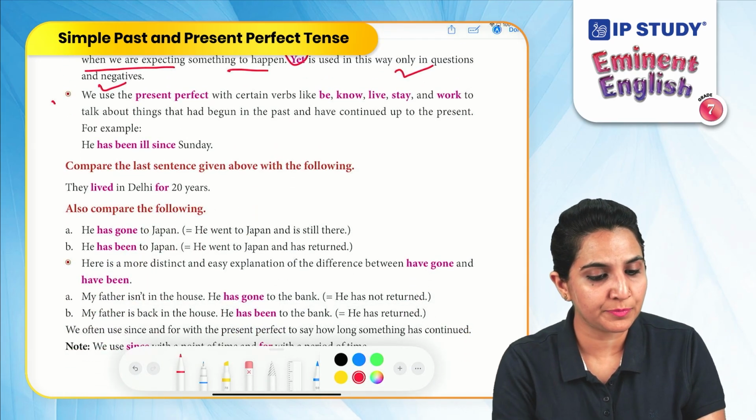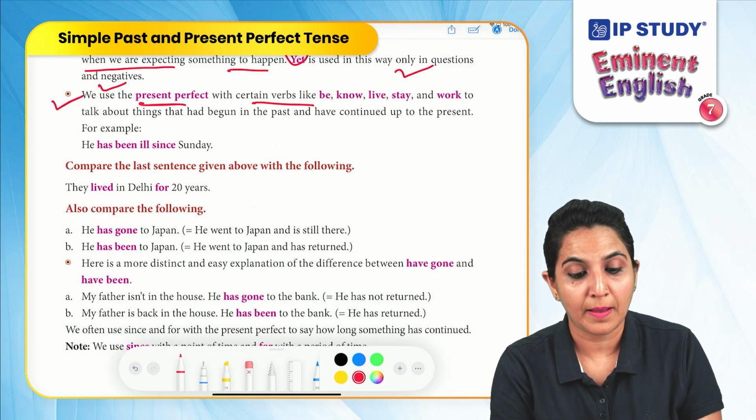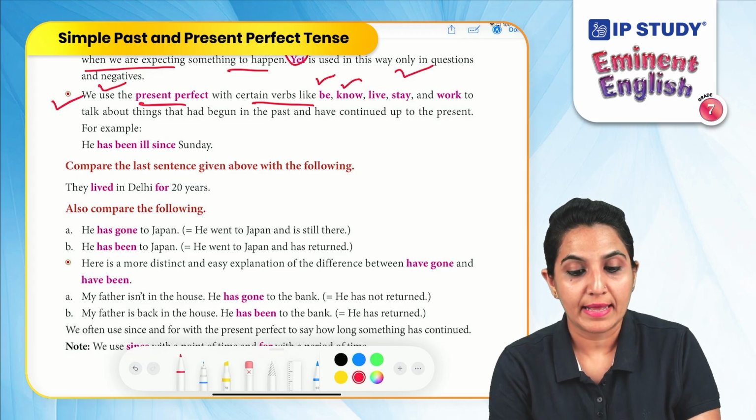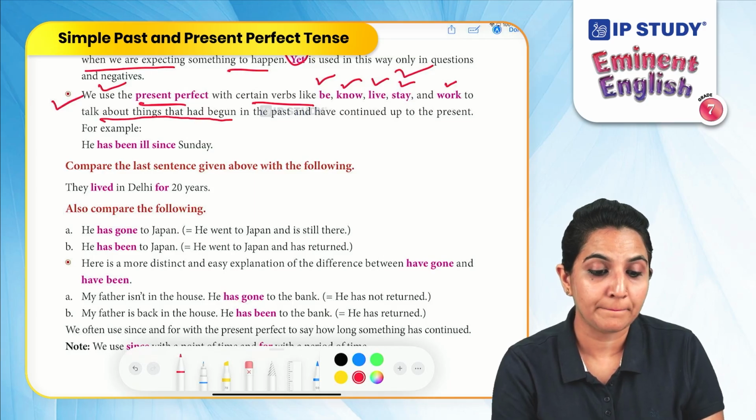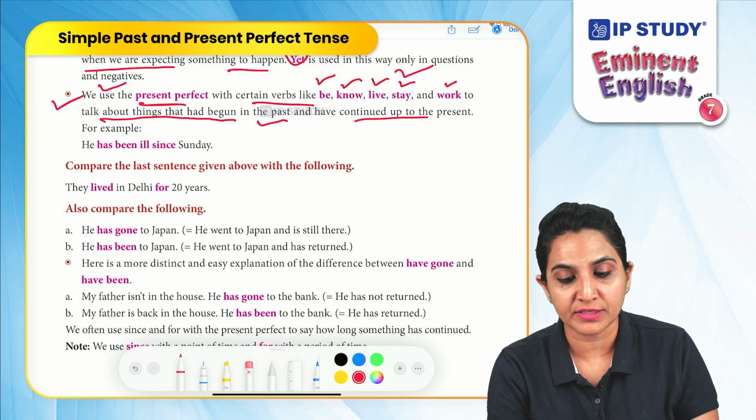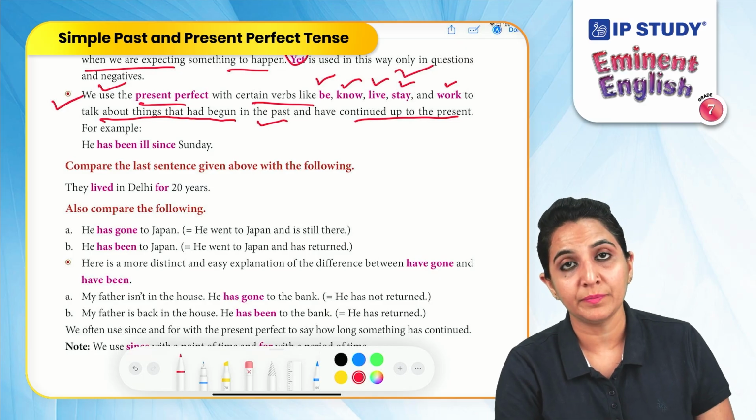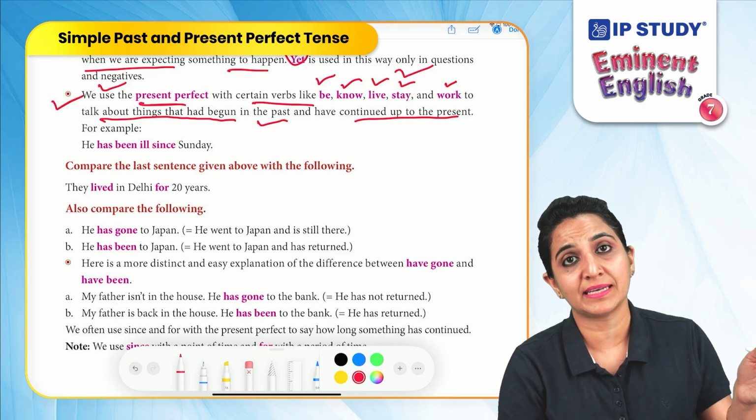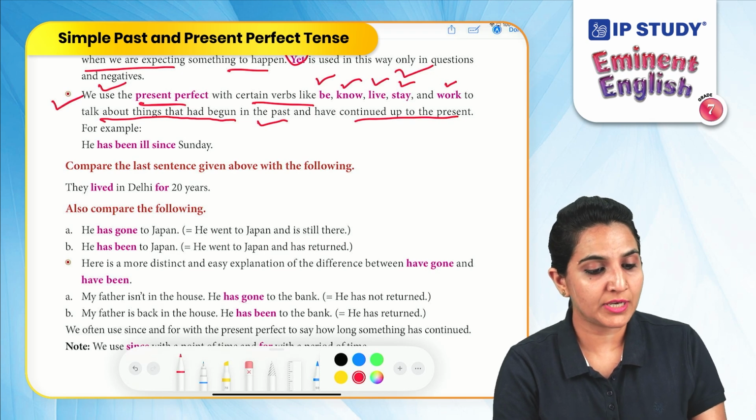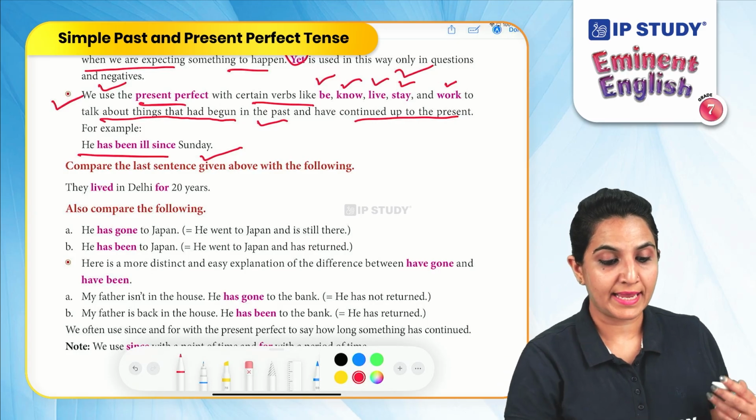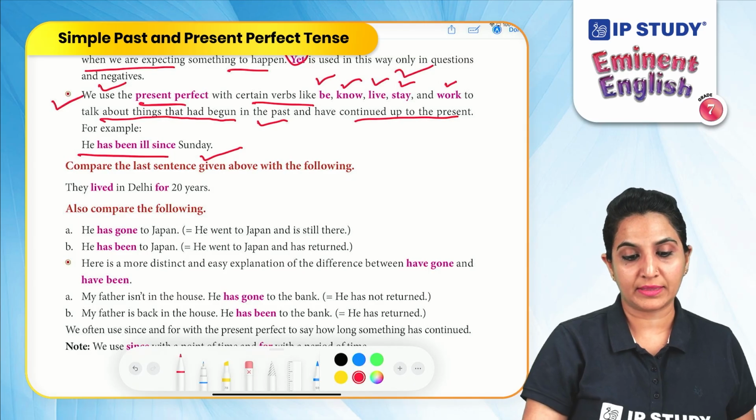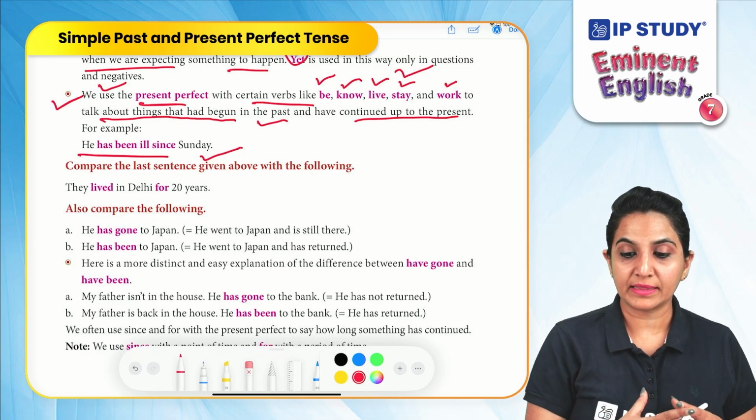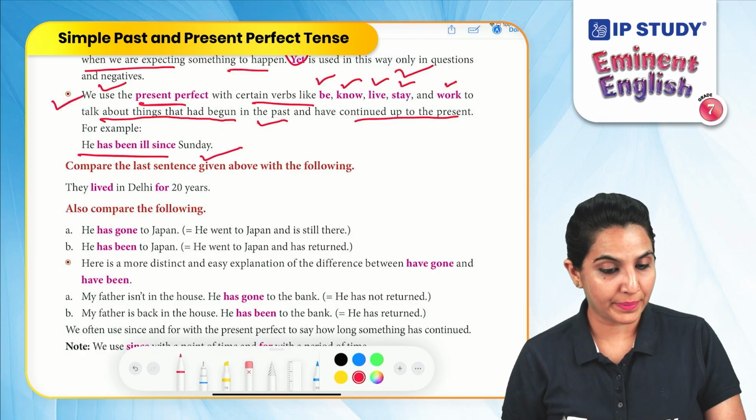We use the present perfect with certain verbs like be, know, live, stay, and work to talk about things that began in the past and have continued up to the present. For example, something that started in the past but is continuing right now, like, he has been ill since Sunday. So verbs like be, know, live, stay, and work talk about things that began in the past but have continued up to the present.